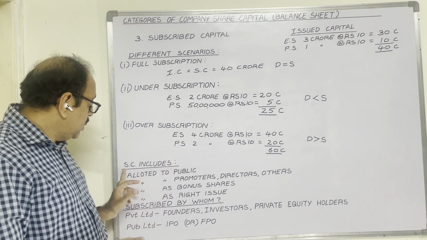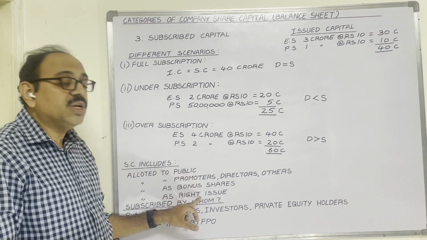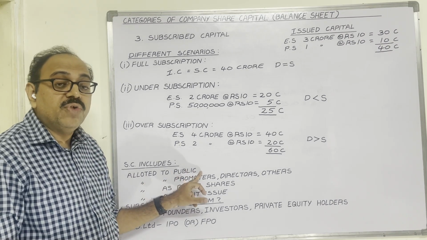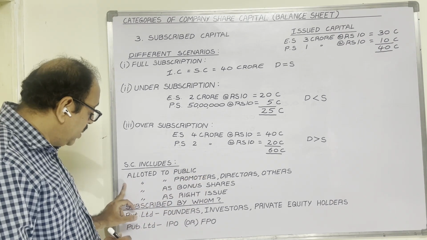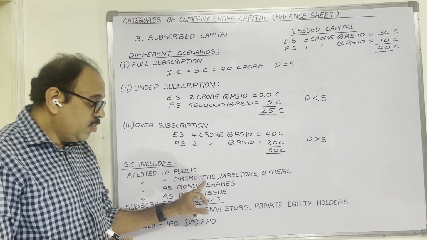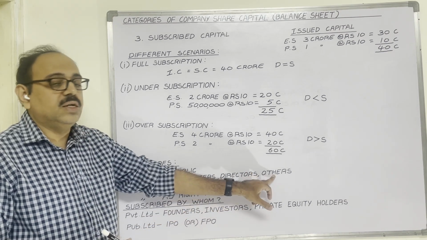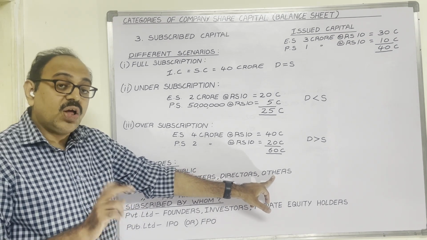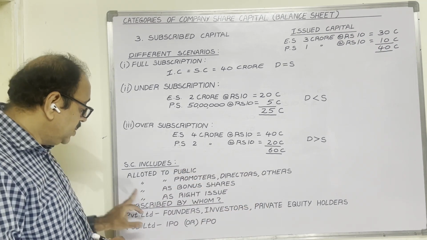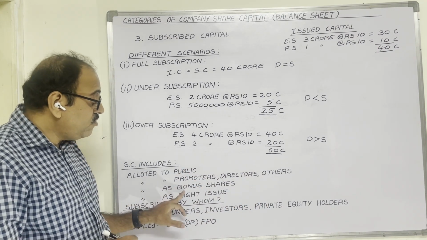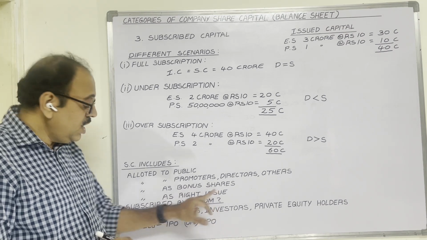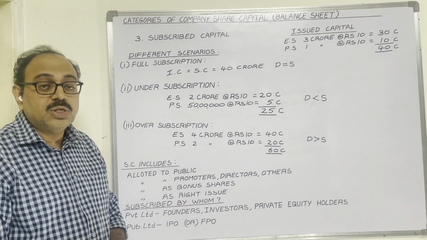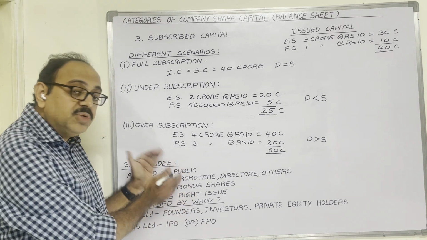Next topic, subscribed capital includes 4 types of shares. First one, the shares which are allotted to the public for cash. Second one, the shares which are allotted to promoters, directors and others, for example sellers of fixed assets, etc., for consideration other than cash. Then the shares which are allotted in the form of bonus shares. Finally, shares which are allotted in the form of rights issue. So subscribed capital includes these 4 types of shares.